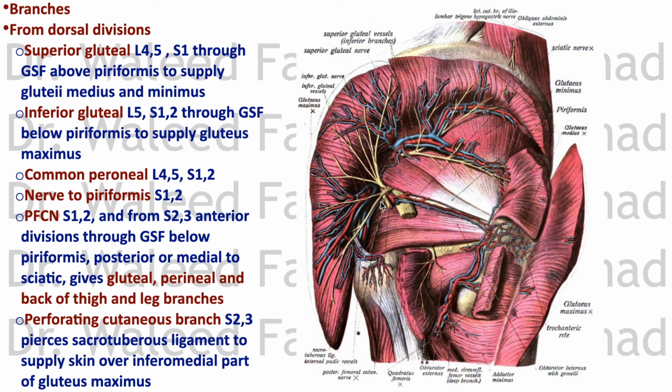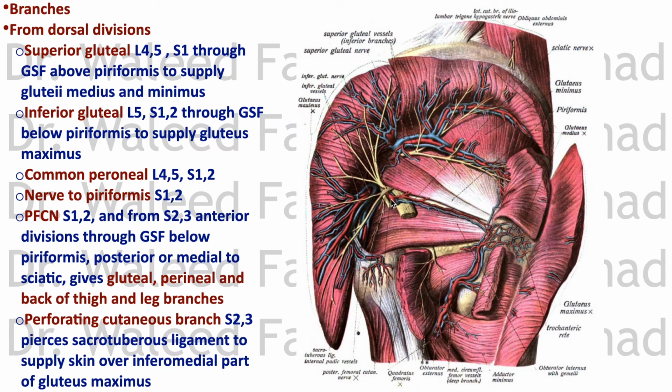The common peroneal nerve is L4, 5, S1, and 2. It will either arise by itself, and in this case it will pierce the piriformis. I've seen this in dissections. Or, in most people, it will join the tibial to form the sciatic nerve. This is the sciatic nerve. Nerve to piriformis, of course, supplies the piriformis. The posterior femoral cutaneous nerve is a thick nerve. You will be surprised when you see it in dissection.